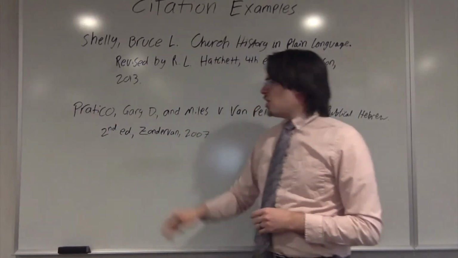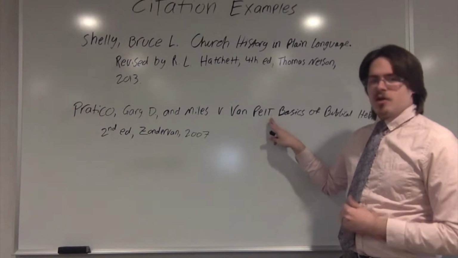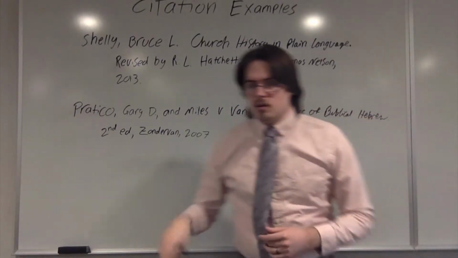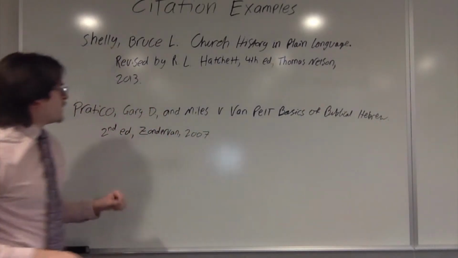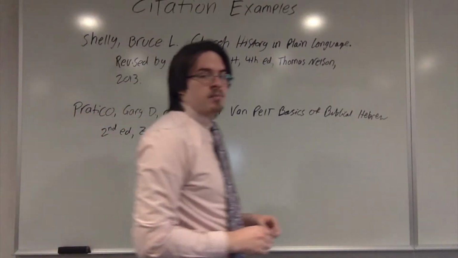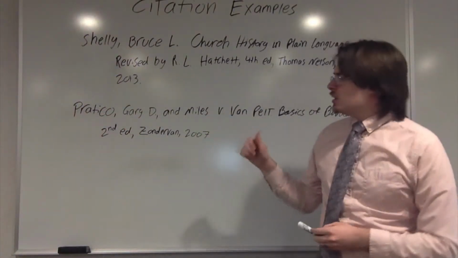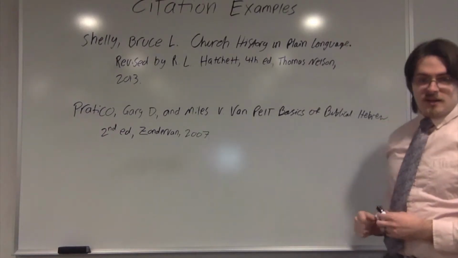Likewise, we see the same thing. Author, even though it's 2 authors, it ends the author section with a period. The title also ends with a period. Whereas 2nd edition, Zondervan both have commas to indicate they're both describing the book. And of course, the entire section ends with a period at the end.